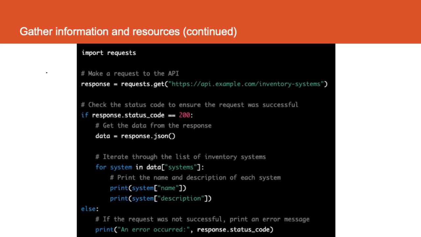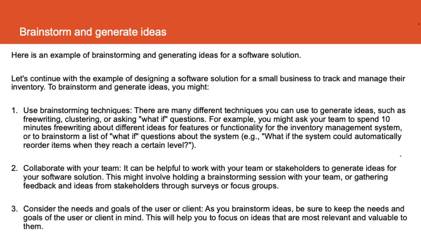Now let's look at the third step, brainstorm and generate ideas. Here is an example of brainstorming and generating ideas for a software solution. Let's continue with the example of designing a software solution for a small business to track and manage their inventory. To brainstorm and generate ideas, you might use brainstorming techniques. There are many different techniques you can use to generate ideas, such as free writing, clustering, or asking what-if questions.